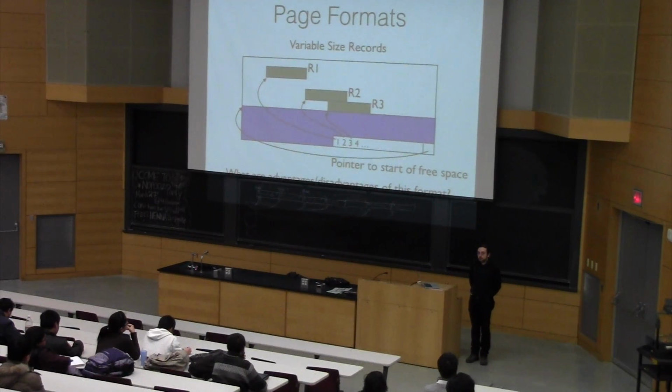So if I have a variable-sized record, how do you lay that out in the page? Is that the question?